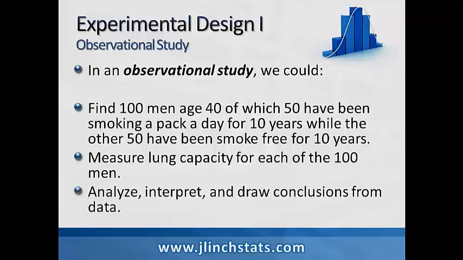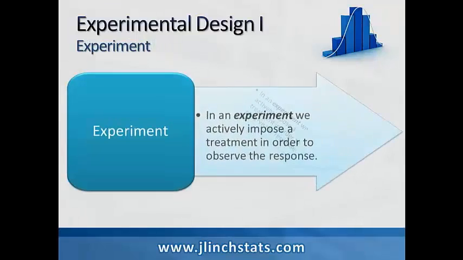Then we can analyze this data, interpret it, and draw conclusions from the data itself. So once again, in an observational study, we do not impose any type of treatment. We collect past or historical data and use it to try to draw conclusions from it. Now on the other hand, in an experiment, we actively impose a treatment in order to observe the response.